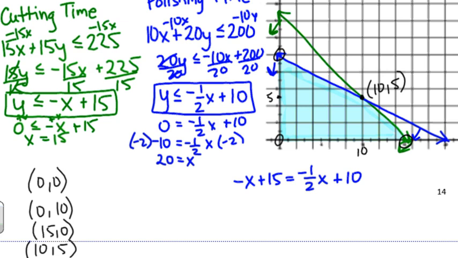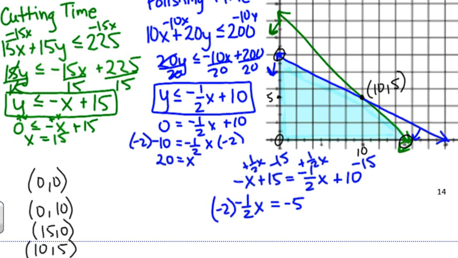Bringing the x's to one side, so adding 1/2 x and subtracting 15 to both sides. Negative 1x plus 1/2 x is negative 1/2 x equals 10 minus 15, which is negative 5. To divide by negative 1/2 is really like multiplying by negative 2, or negative 2 over 1.